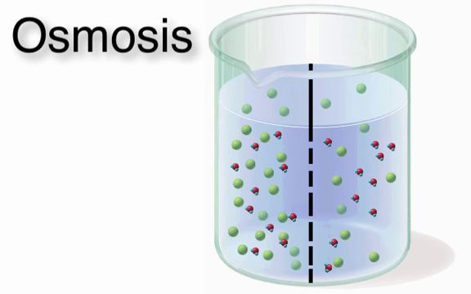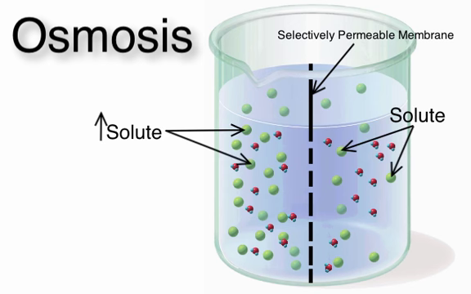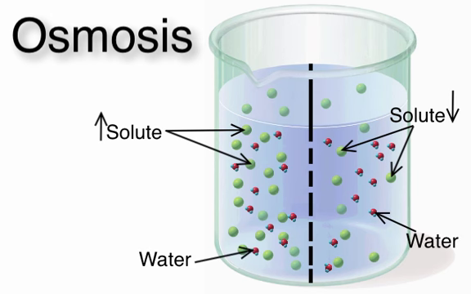Osmosis is the net flow of water from one side of a selectively permeable membrane to the other. It is crucial to maintaining the body's fluid balance. Consider a solution like this one, in which the solute concentration is higher on the left side of the membrane than it is on the right. That means that the water concentration is higher on the right than on the left.